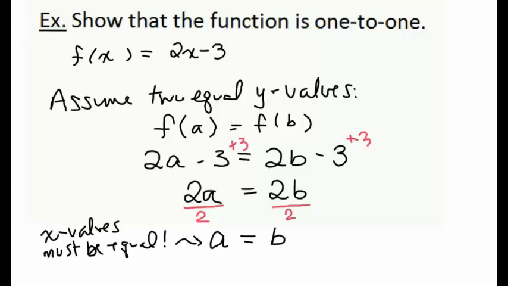So what exactly have we shown here? Well, we've shown that if we start with two y values that are equal, our two corresponding x values inside the domain must also be equal to each other. This means that if we pick two different x values inside of the domain, they're going to get sent to two different y values inside of the range. This means that our function f of x must be one-to-one.